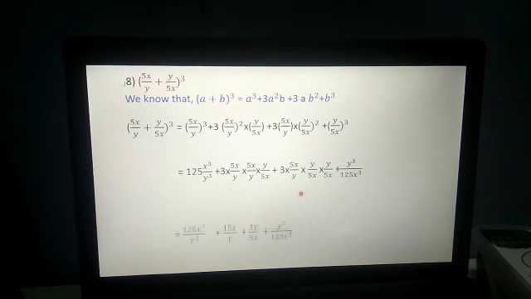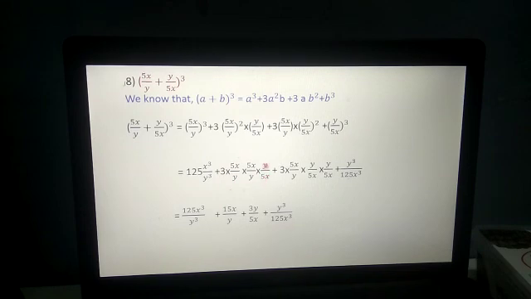So what will be the next step now? 125x³/y³ plus 3 into, now here is the cancellation part. This 5x and this 5x get cancelled. This y and this y is cancelled. What is left? Only 5x/y is left over here and it is multiplied with 3. So 3 5s are 15 into x/y.